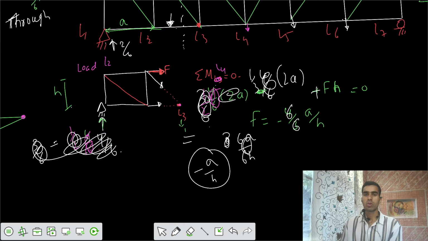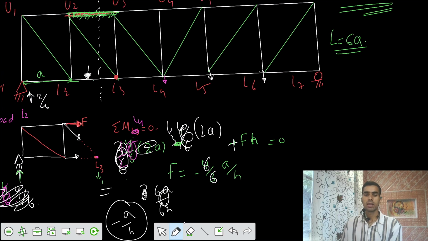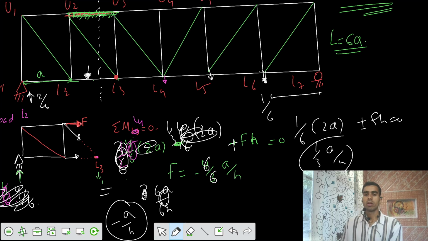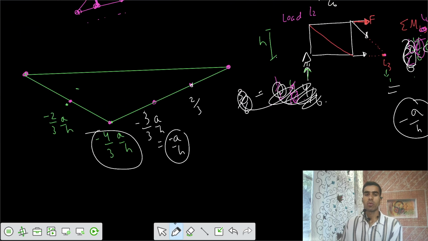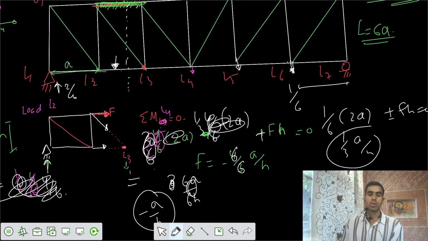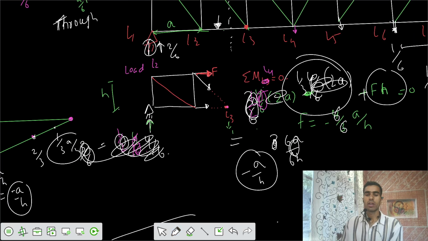And similarly, one more joint, if the load is at this point now, the reaction would be 1 by 6. Then 1 by 6 of 2a plus Fh equals 0, and you get a value of 1 by 3 a by h. And finally at the last point, your reaction at A would be 0, because if the load is at L7, the reaction here would be 0, so 0 into 2a plus Fh equals 0, so the ordinate would be 0.